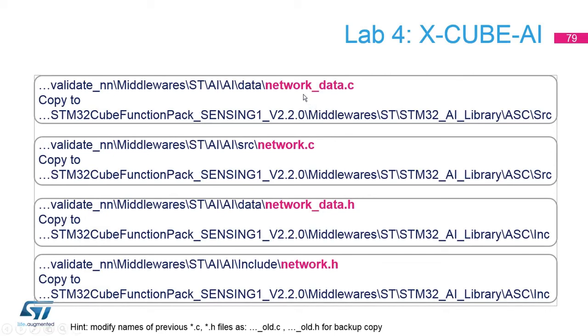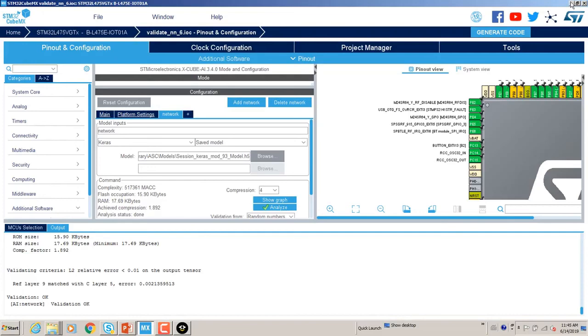We need to replace network data, so the file which consists of the coefficients, the weights, and we need the related header file, and we need to replace the network.c and the related network header file. It is API, application programming interface, and then rebuild the project. That's all. You can follow me or not, because copy and paste stuff, when you are doing it the first time, can be tricky. I will show you live.